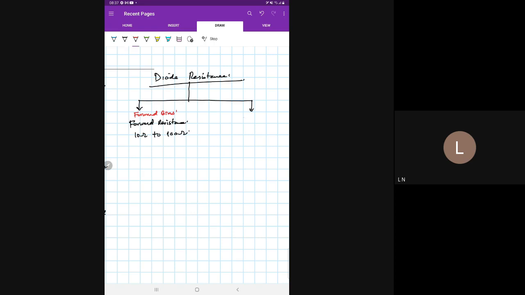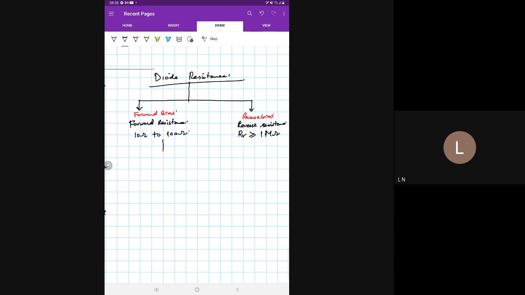And we also know that in reverse bias condition, the diode does not carry current. It does not conduct in reverse bias. Therefore the resistance which is offered in reverse bias is known as reverse resistance. Reverse resistance is denoted by R of R. Its value is greater than 1 mega ohm. So the resistance in reverse bias is very high.